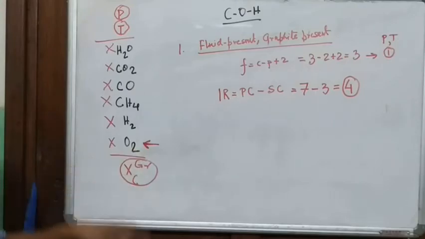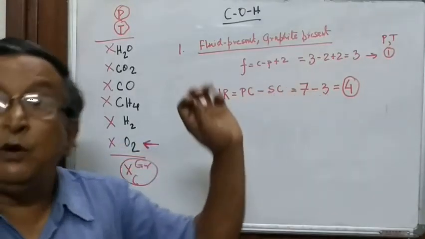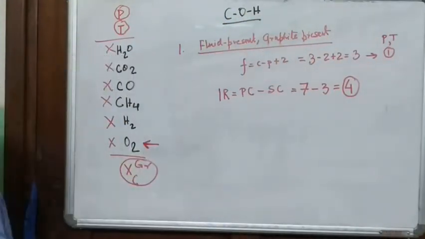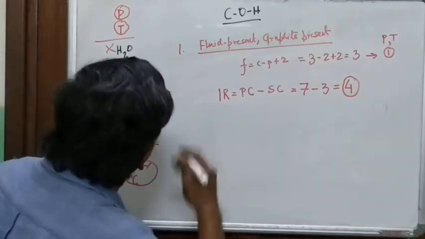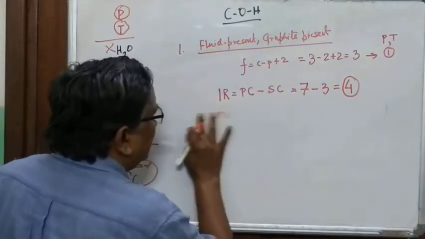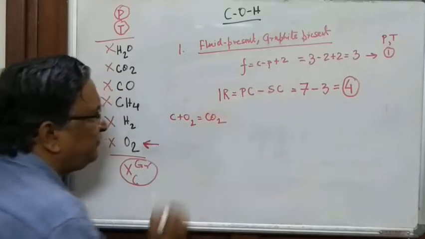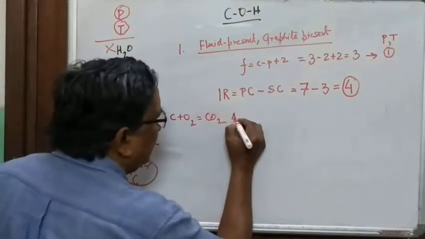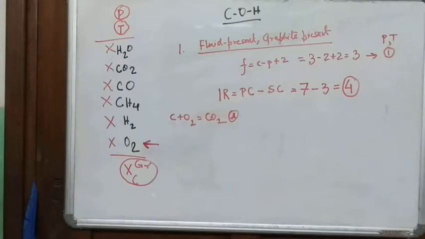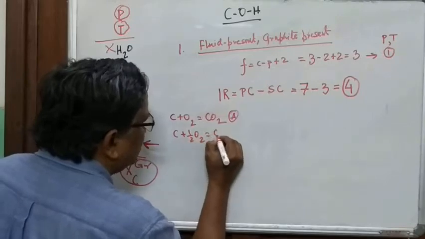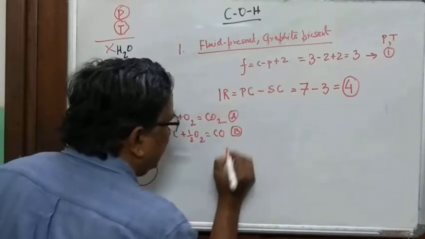Input variable was O2, but this says you have 4 independent reactions. And I sit down and wonder what's happening. Should I try to write? Let me write. Okay, let me start somewhere. I will start from here. C plus O2 is equal to CO2. Independent reaction A. Right? C plus half O2 is equal to CO. Reaction B. I can't have more than 4.